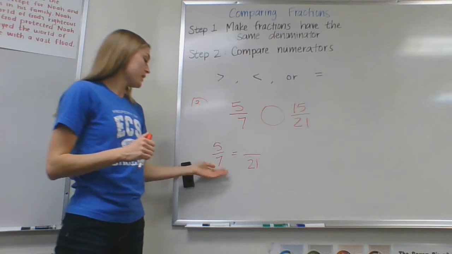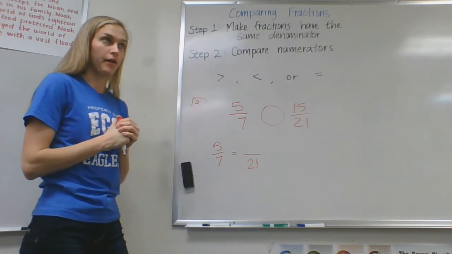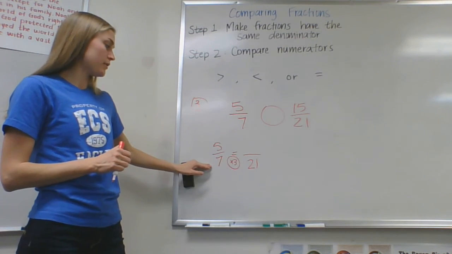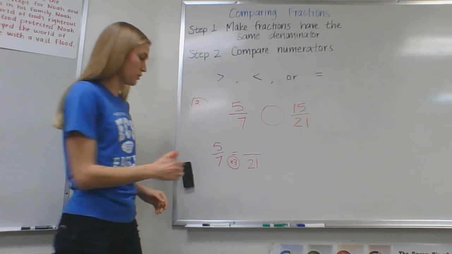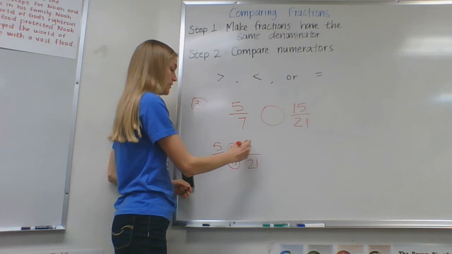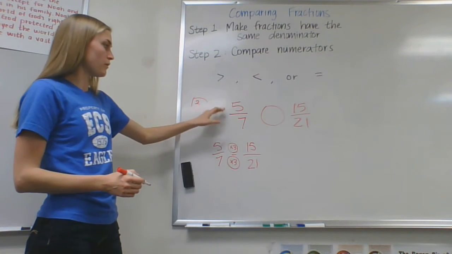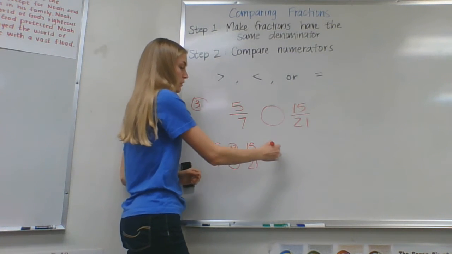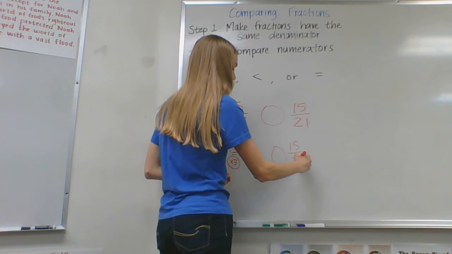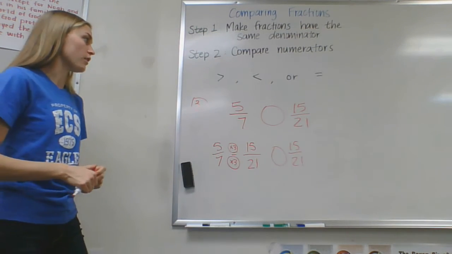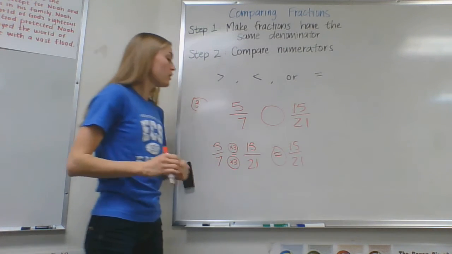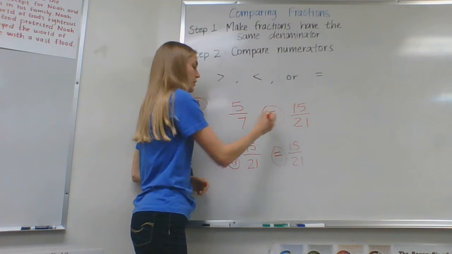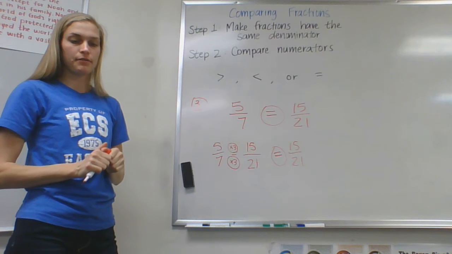So then you think, what did I multiply 7 by to get to 21? That would be 3. 7 times 3 is 21. We do that to the denominator, we need to do that to the numerator, so that's an equivalent fraction. So 5 times 3 would be 15. So 5/7 equals 15/21. Now comparing 15/21 to 15/21, those are obviously equal to each other, which means that 5/7 and 15/21 are also equal to each other. They're equivalent fractions.